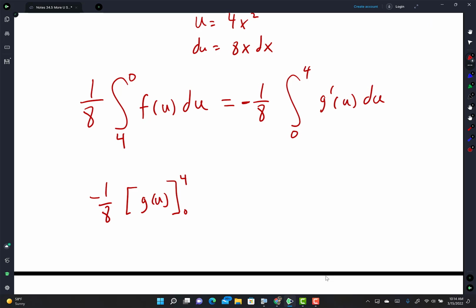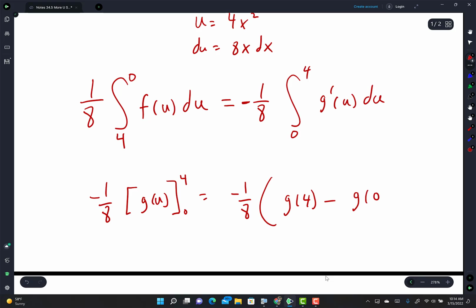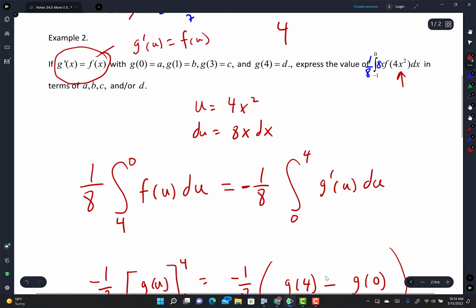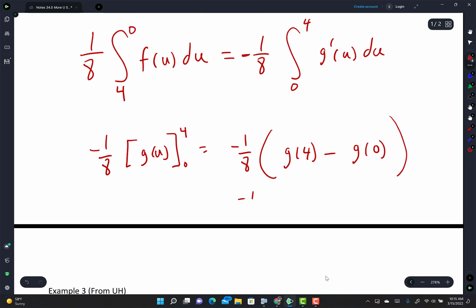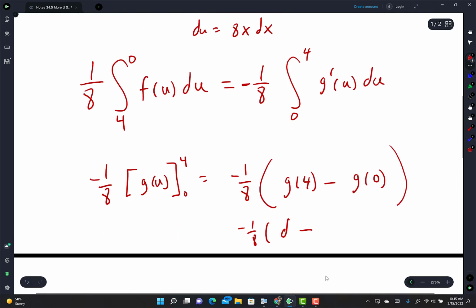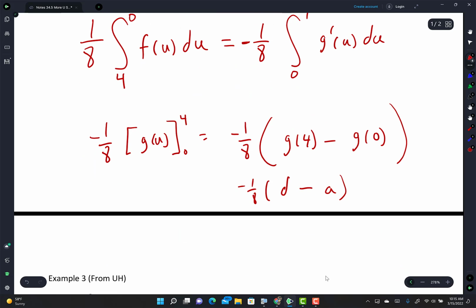How do we feel? So now here's my -1/8 factored out, big parenthesis, g of 4 minus g of 0. Do I know what g of 4 is? Yeah, what is it? So -1/8 parenthesis d minus, do we know what g of 0 is? A. There it is. That's my answer, guys.